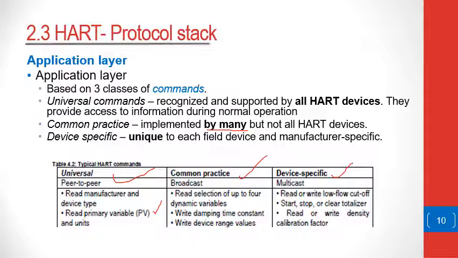An example of a universal command would be, for example, read the primary value. So each and every HART field device must understand what its primary value is and unit. It must be able to report that. A common practice command would be, on the other hand, write the device range values. Not all, but most of the devices should be able to do that. And then a type of device specific command would be, for example, read or write a certain density calibration factor. This would only be applicable to certain devices which have something to do with density.